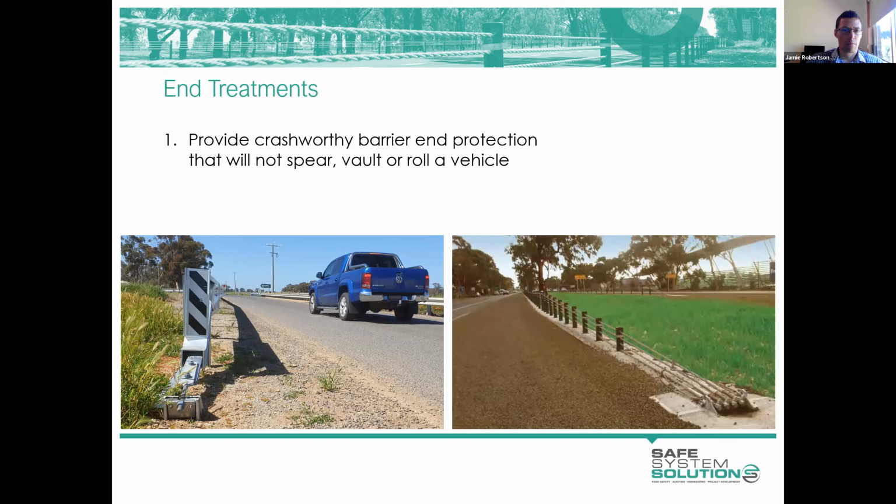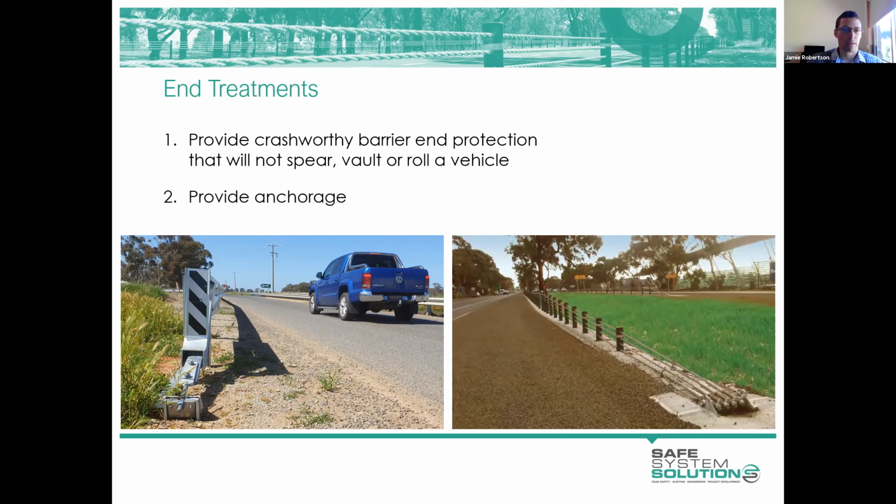So we've designed our barrier. Any longitudinal barrier needs an end treatment, which will have two functions. It needs to provide a crashworthy end protection for the system. So if a vehicle strikes it end on at speed, it needs to be able to bring that vehicle safely to a stop or not cause it to vault and roll.